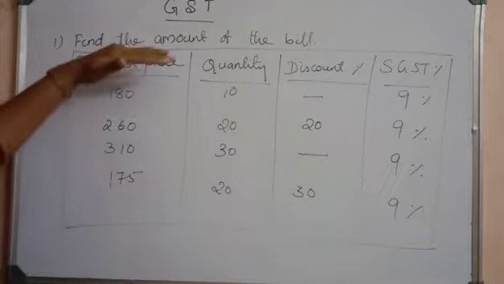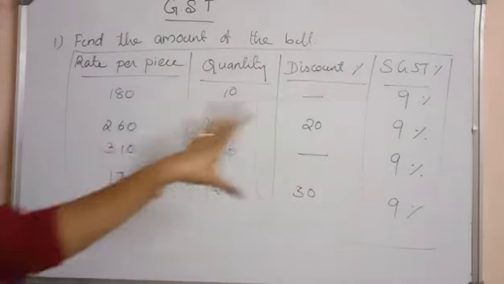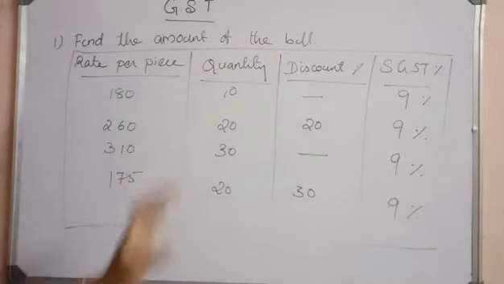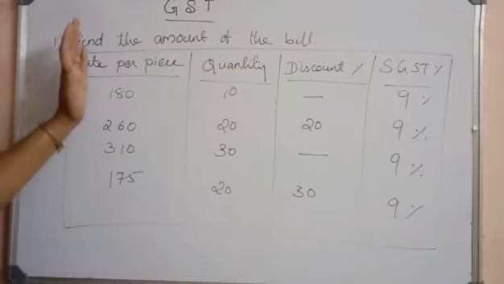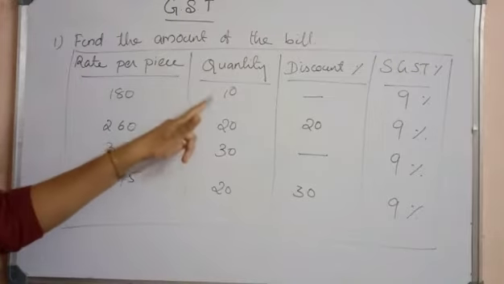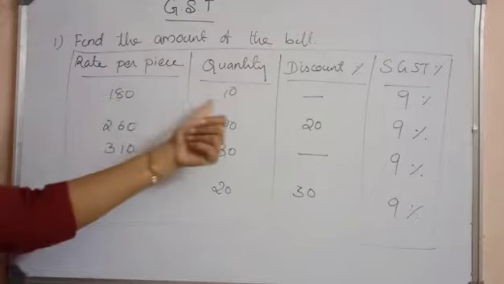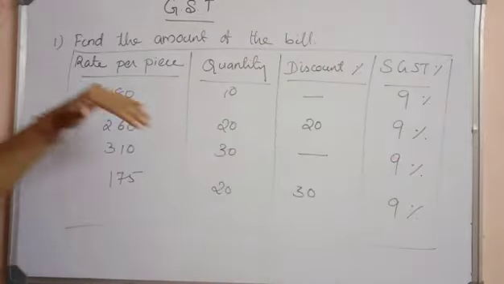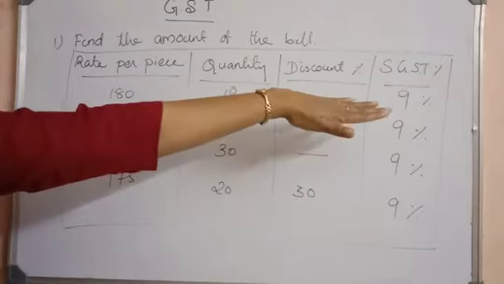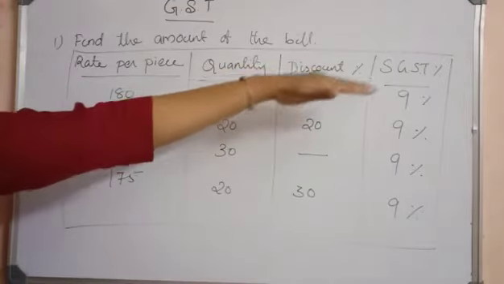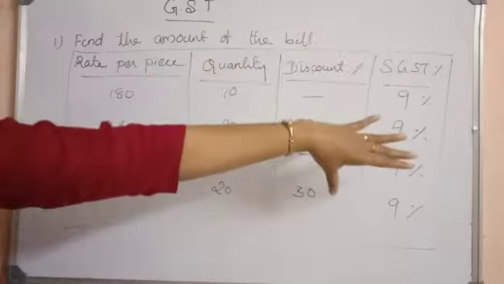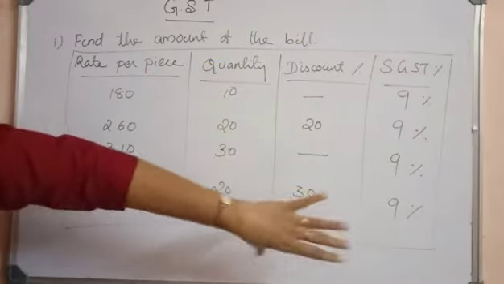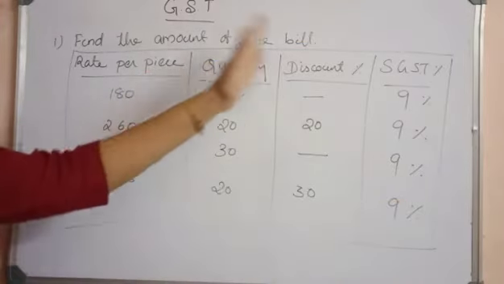Look at the question, find the amount of the bill. So for this particular question, you need to find the amount. It is given that the rate per piece is 180 and the quantity of such article is 10, and the discount rate is given and SGST is also given. So for each type, we have to find separately the total cost as well as the tax, and at the end when you add the total cost plus the total tax, you will get the amount of the bill.